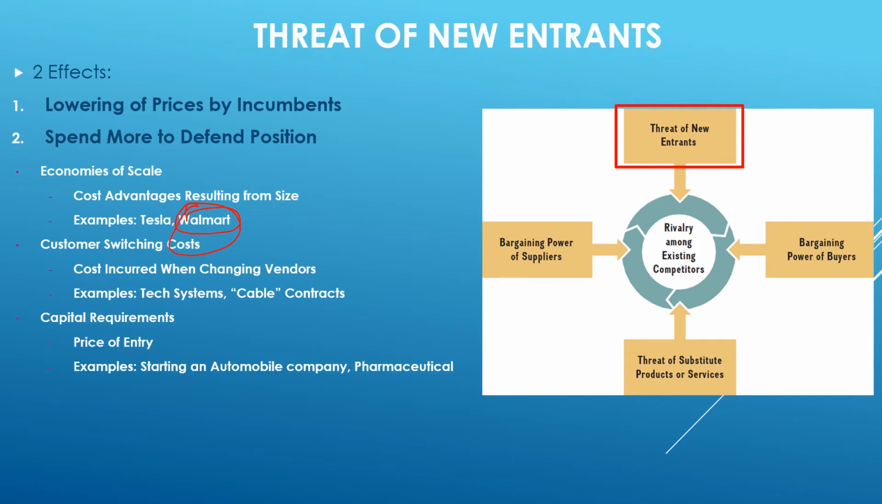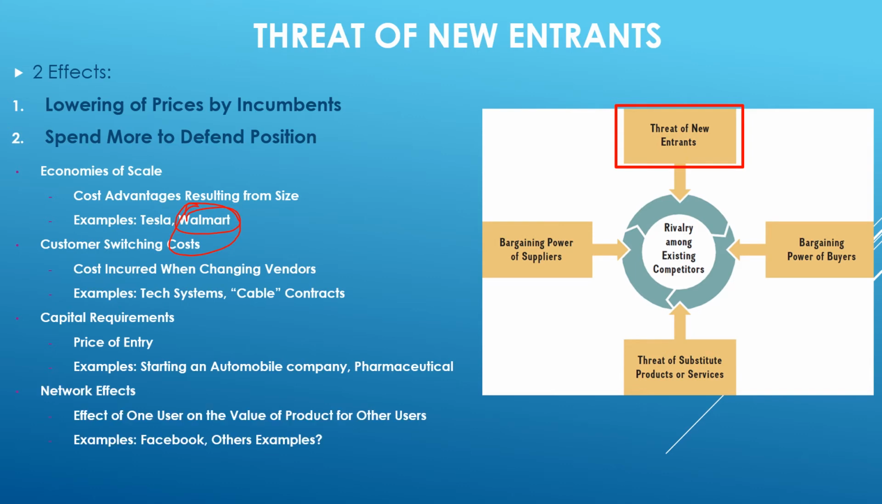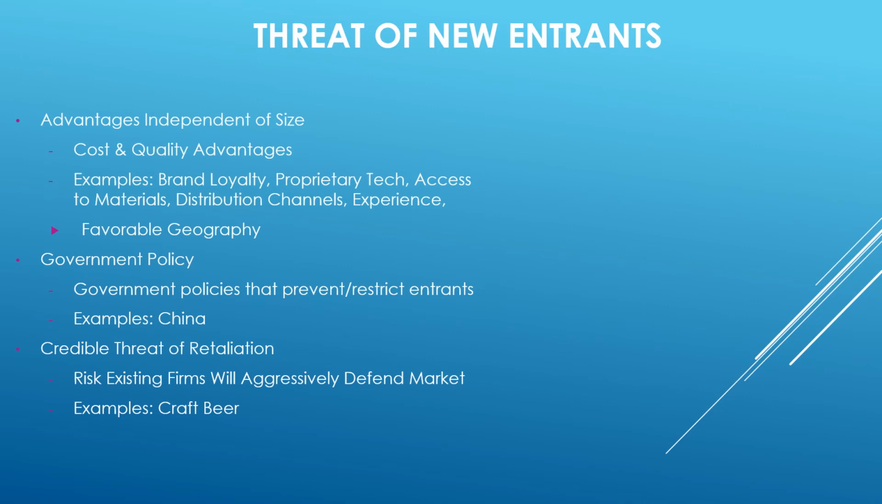Capital requirements, this is the price of entry. Meaning, how much capital do you have to devote to your company or your product to get into the industry? Examples of where there are high prices of entry are starting an automobile company or pharmaceutical company. And then network effects, which are all covered in the book.